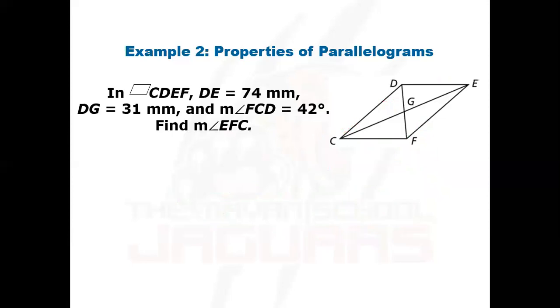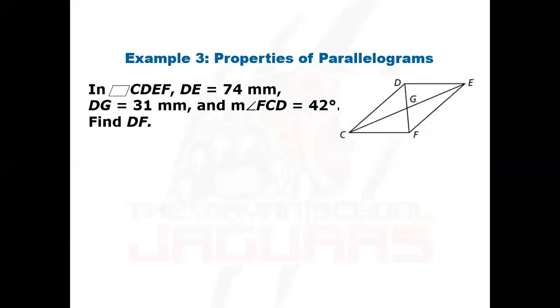Let's see example 3. In example 3, notice that we're using kind of the same information. In here it says that in parallelogram CDEF, the length of the segment DE is equal to 74 millimeters. As previously, DG is 31, the measure of the angle FCD is 42, and what we need to find in this case is the length of the segment DF.